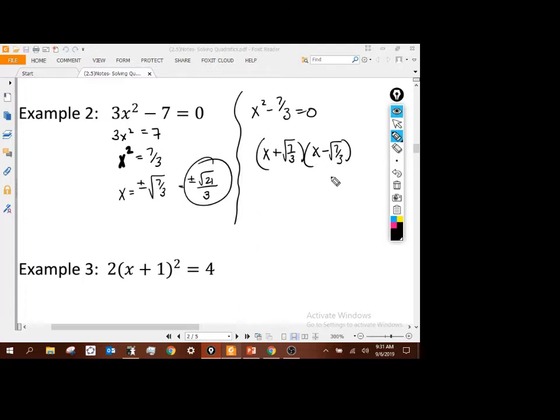If I FOIL that, x times x gives me x squared. X times root 7/3 gives me x times root 7/3. And then I get negative x times root 7/3. So those will cancel, right? And if I take radical 7/3 times radical 7/3, a radical times a radical, if the radicands are the same, just gives me the radicand, right? So radical 7/3 times radical 7/3 gives me 7/3. One's positive, one's negative, so it's negative 7/3. So you can do it that way. Now I've set that equal to 0, and I can solve and get x equals plus or minus root 7/3.